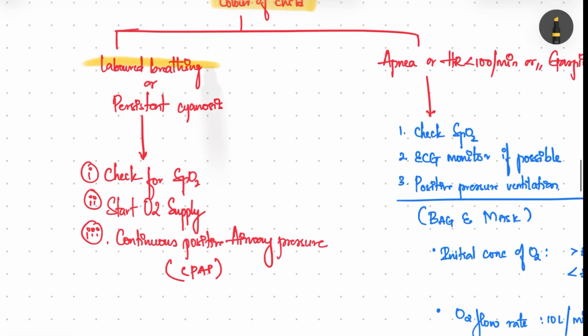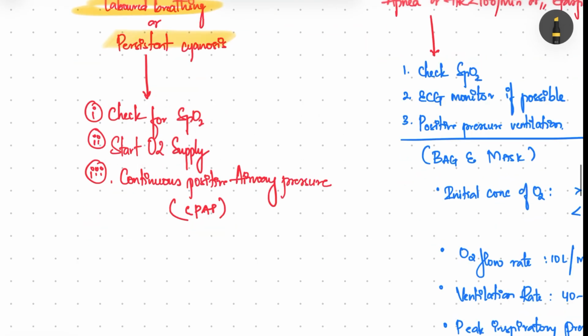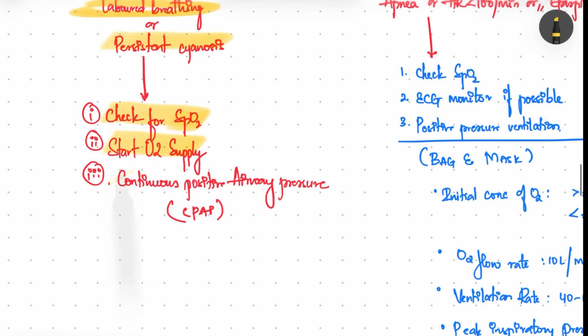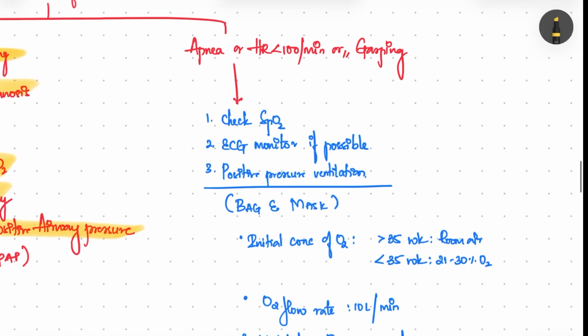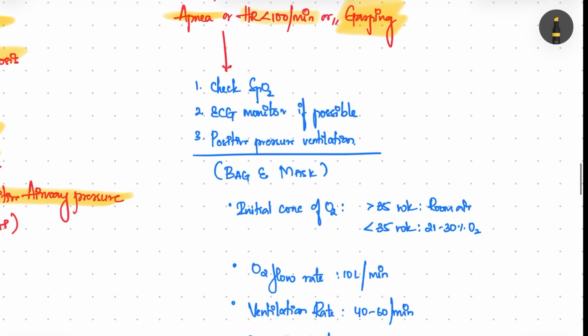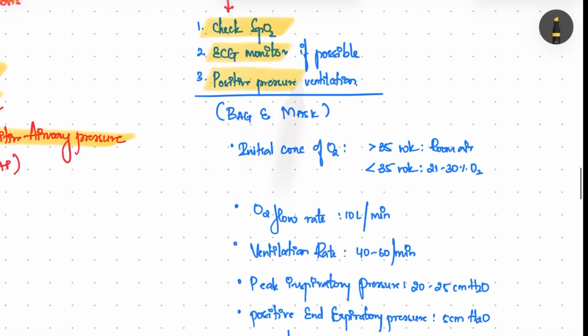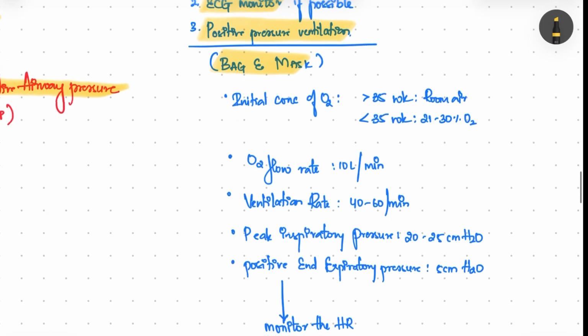Then we'll divide into two parts. If labored breathing or persistent cyanosis is present, then you need to check SpO2 and start oxygen supply with continuous positive airway pressure. If not, and there is apnea, or heart rate is less than 100 per minute, or gasping is visible, then first check the SpO2, and if possible connect to the ECG monitor, then go with positive pressure ventilation. One thing to remember is that positive pressure ventilation is another name for bag and mask ventilation. Nothing rocket science.